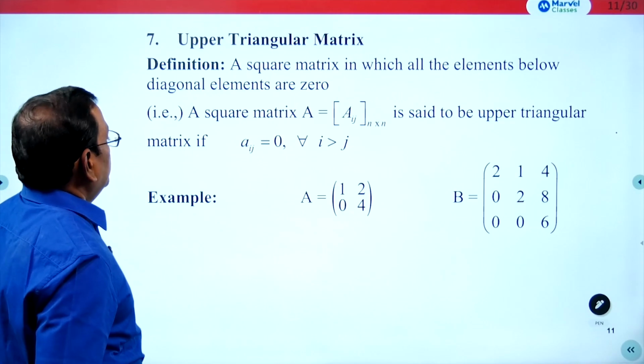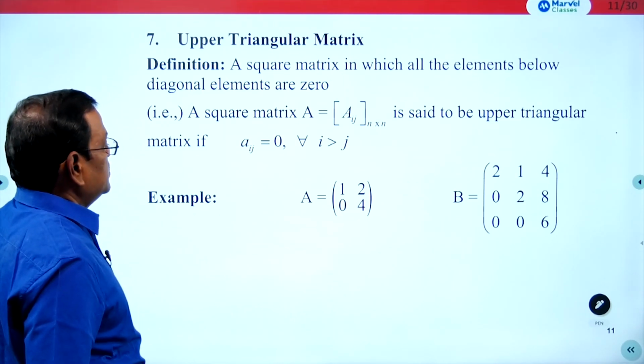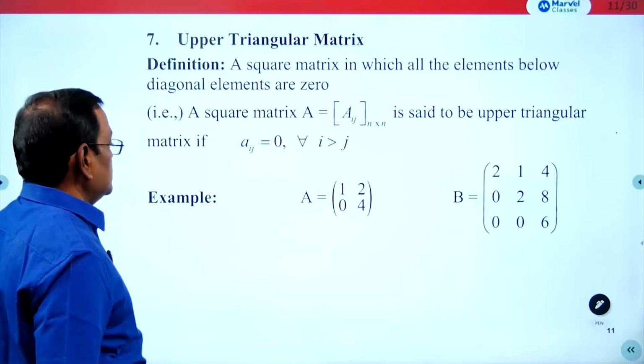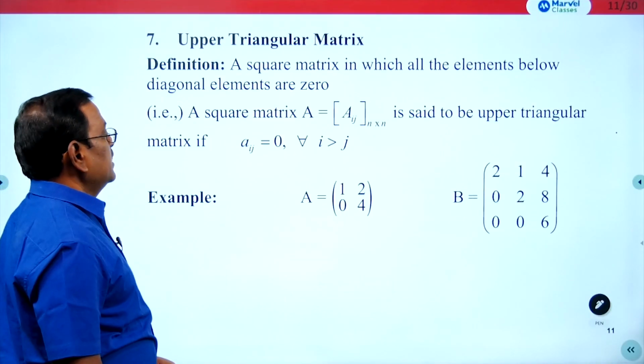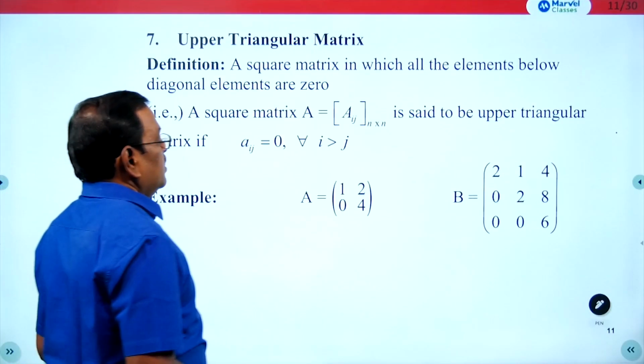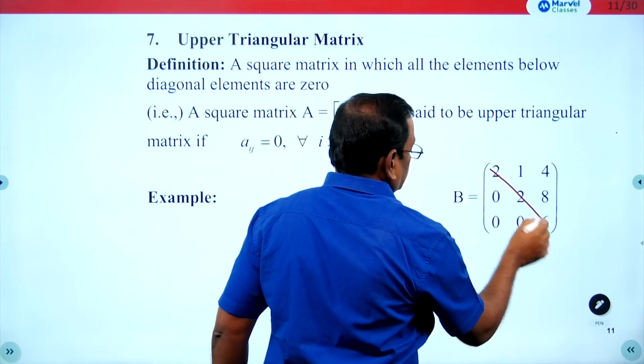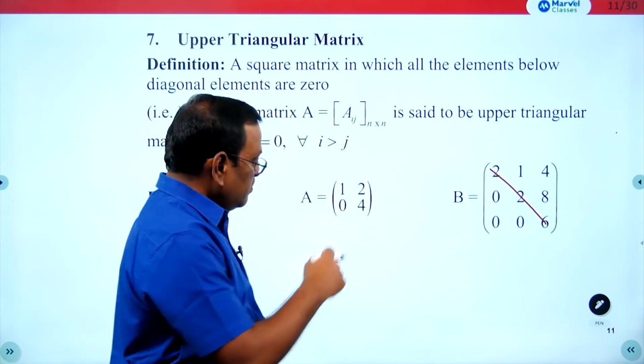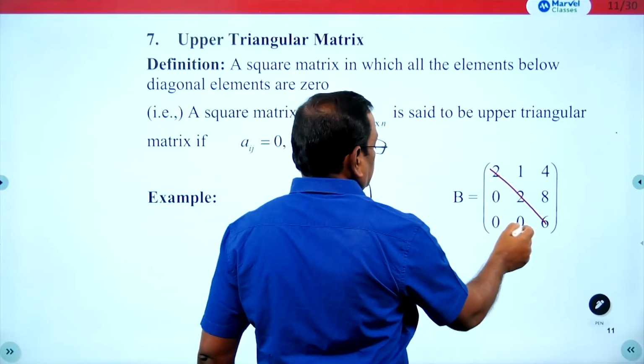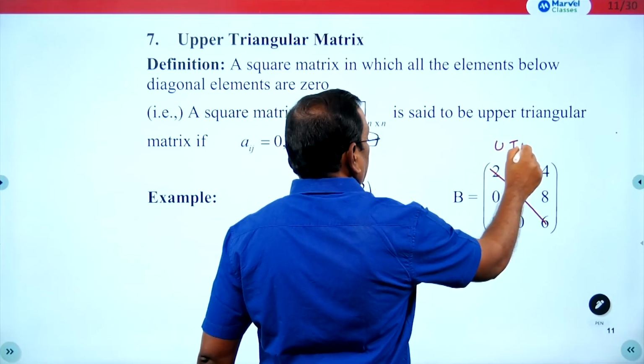Seventh type, upper triangular matrix. A square matrix in which all the elements below the diagonal elements are 0. All the elements below the diagonal elements are 0. Here 2, 2, 6 are diagonal elements. Below the diagonal elements, these three numbers are 0. Then it is called an upper triangular matrix.